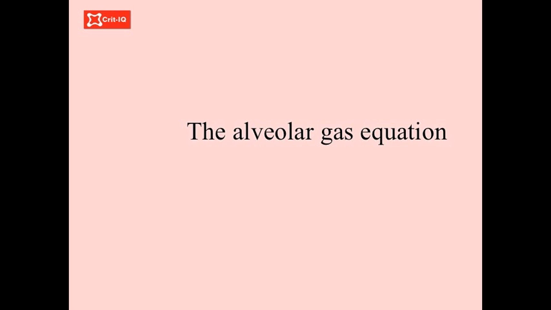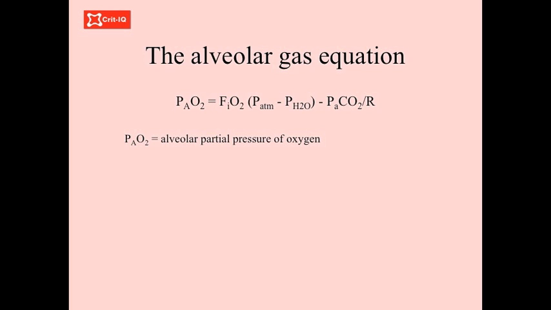The first step in determining the AA gradient is to calculate the expected alveolar oxygen partial pressure. Atmospheric pressure at sea level is often assumed to be a constant at 760 millimeters of mercury. It is also usually assumed that the inhaled air is fully humidified, either due to the passage of air past the moist mucosal membranes of the nose, mouth and upper airways, or by artificial means in ventilated patients. At standard temperature and pressure, the partial pressure of water is 47 millimeters of mercury.